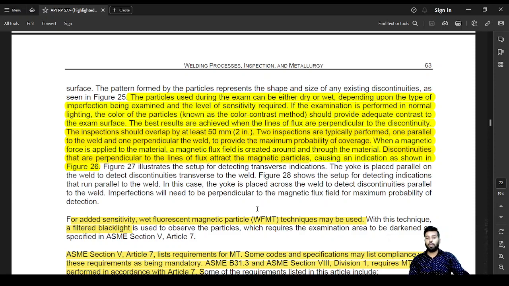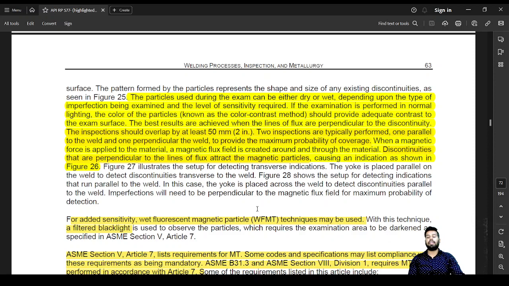The inspection should overlap by at least 2 inches. Two inspections are typically performed, one parallel and one perpendicular to the weld, providing maximum probability of coverage. So once it will be like this, and another time it would be like this. Okay, so 90-degree coverage. Any surface that is going to be examined by magnetic particle testing has to be done 2 times.